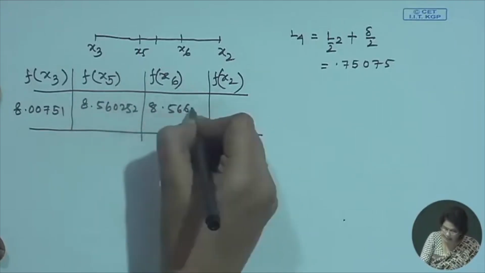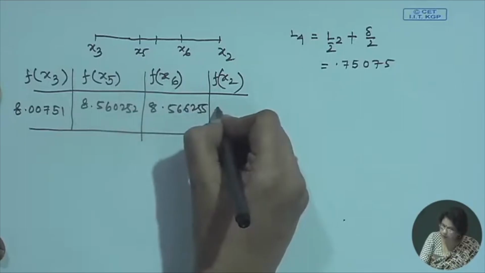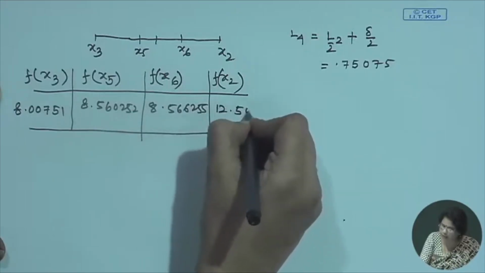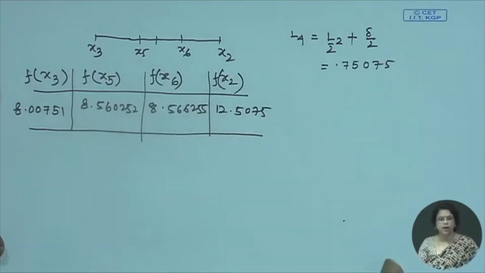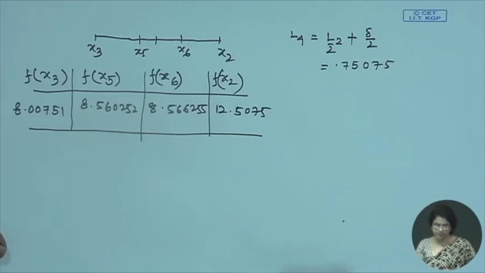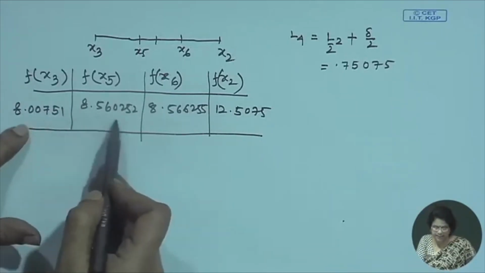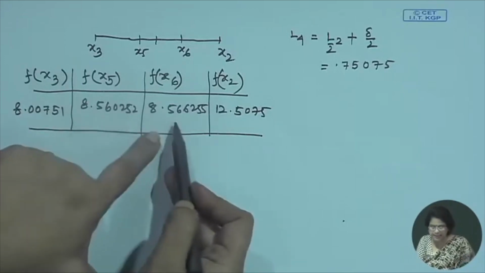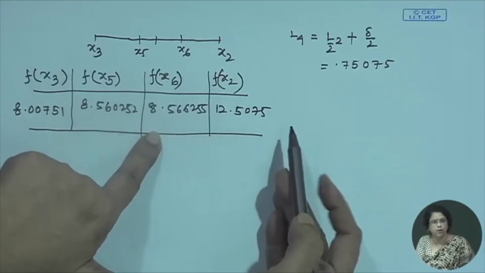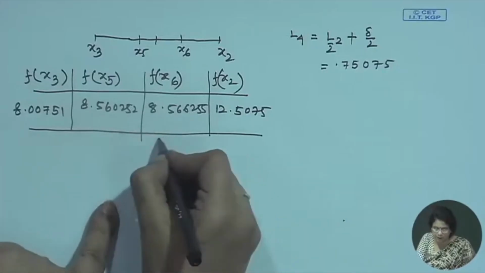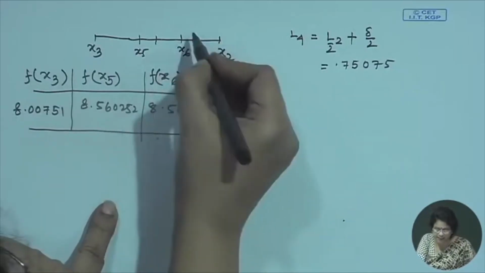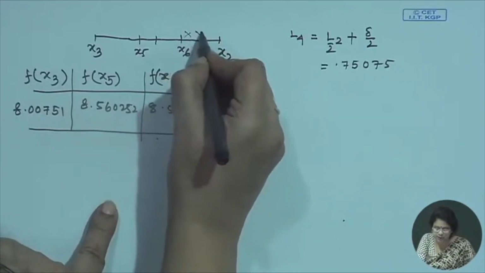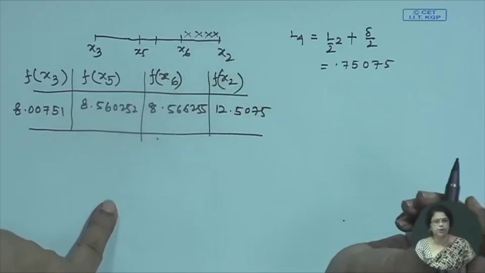Five six six 255 and this is 12.5075. Again you look at the pattern, the value is increasing, then almost the same, but it is increasing and increasing more. That is why you are sure that the optimum cannot lie within this region, x 6 to this, all right.